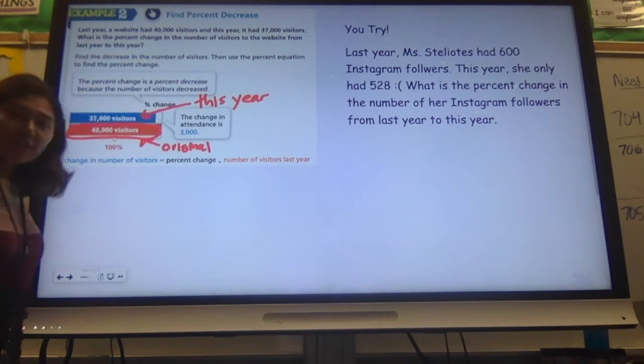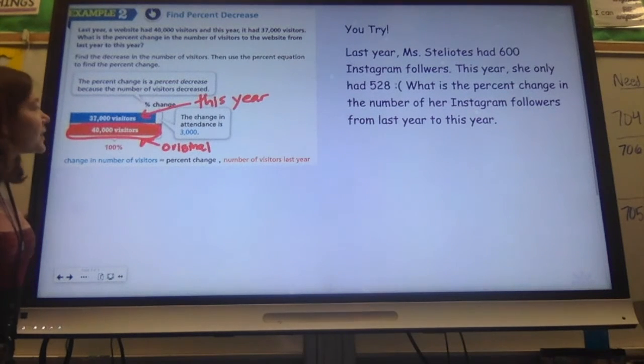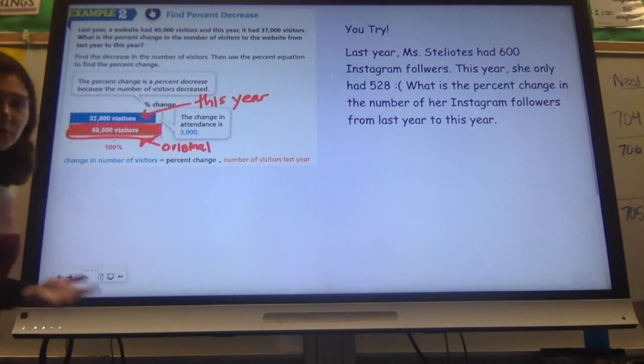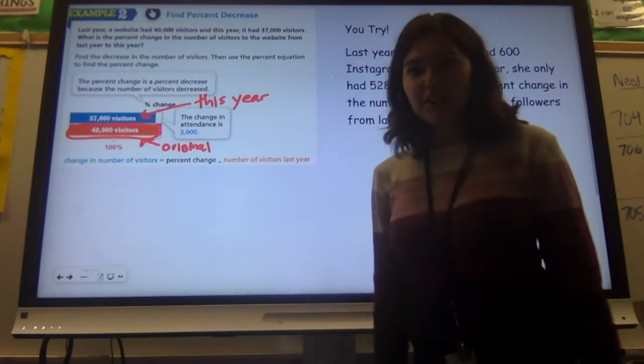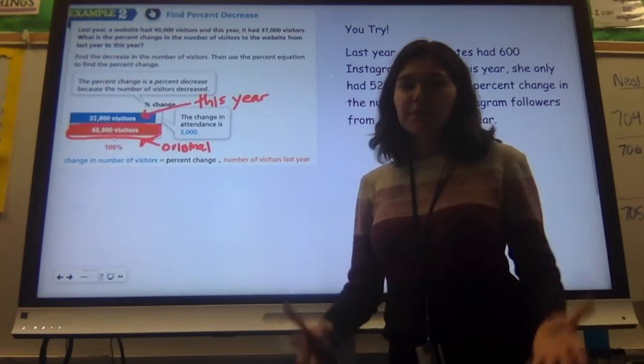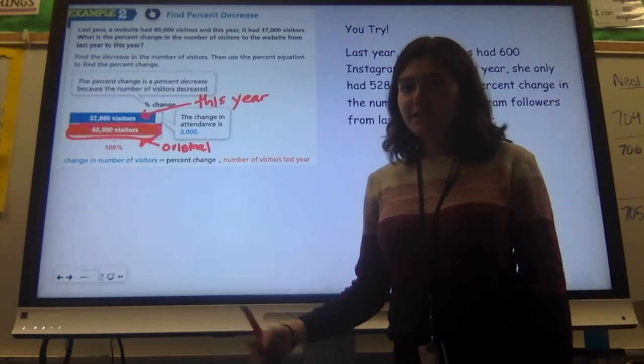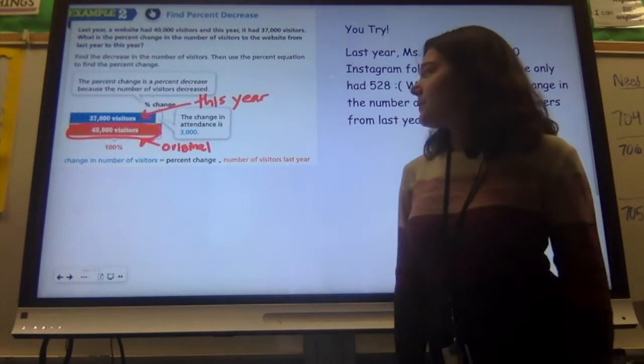This is going to be a decrease problem because we're going from a bigger number, 40,000, to a smaller number, 37,000. So if we're getting smaller, then it's a percent decrease versus a percent increase. But everything else is the exact same.